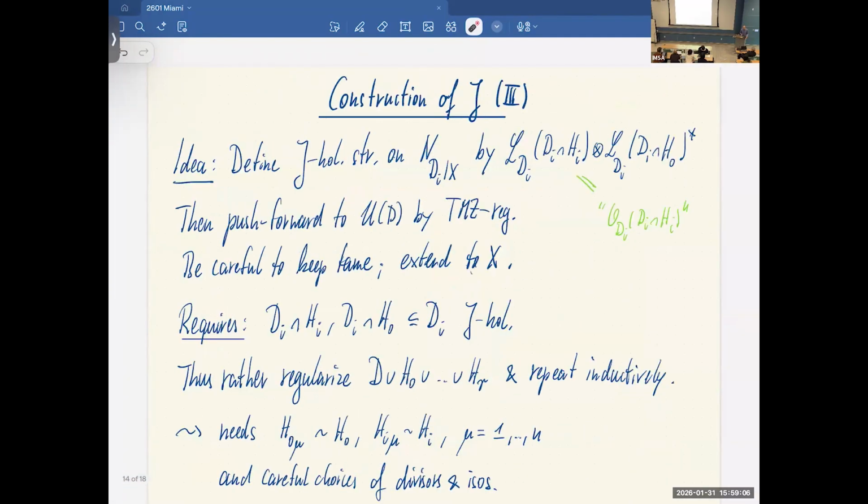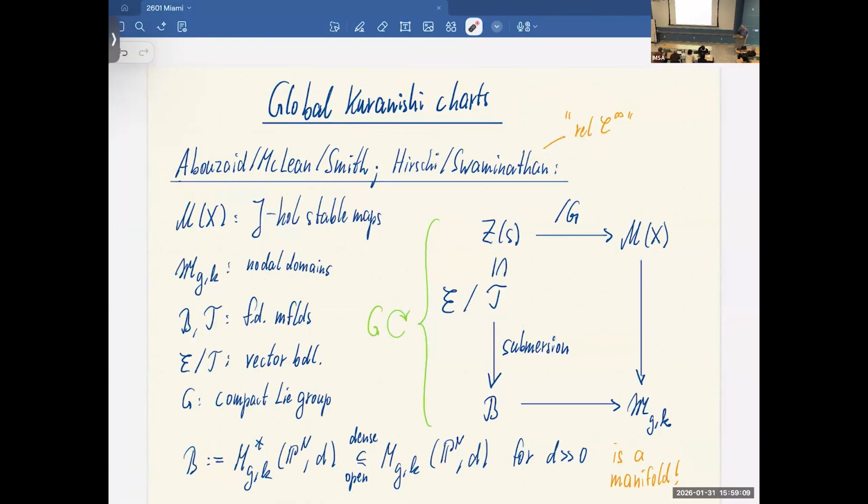Okay, so this is the result. So now I want to spend maybe 2 or 3 more slides on telling you how to then easily get to log Gromov-Witten theory using global Kuranishi charts introduced by Abouzaid, McLean and Smith, and in the version presented by Hirschi and Swaminathan, where they use this rel C infinity framework that I've found a little easier to work with. Let's put it this way.